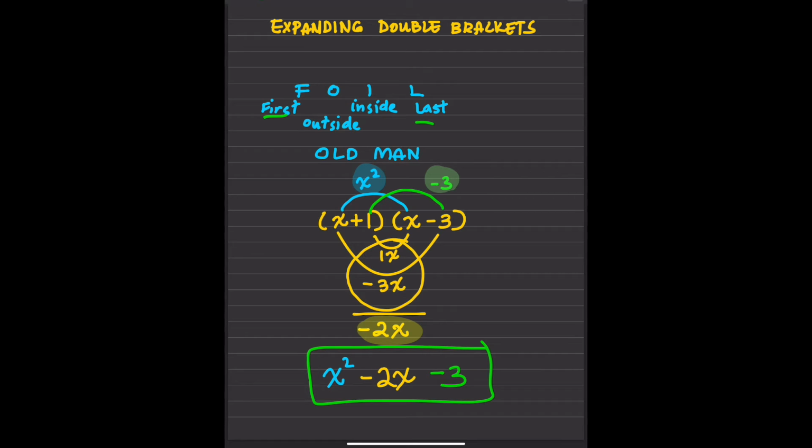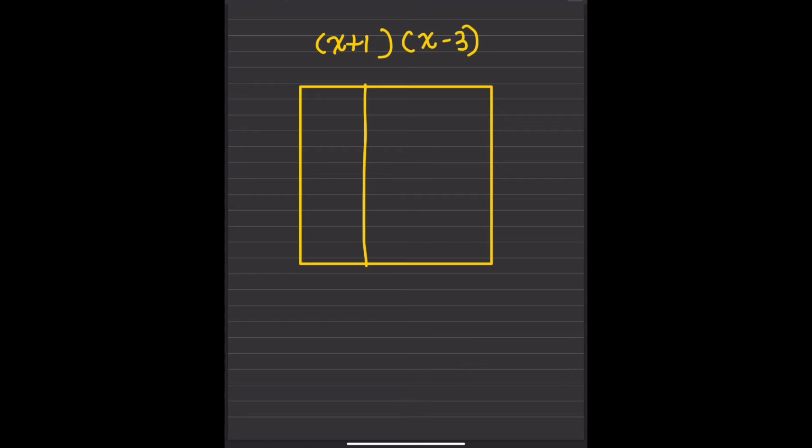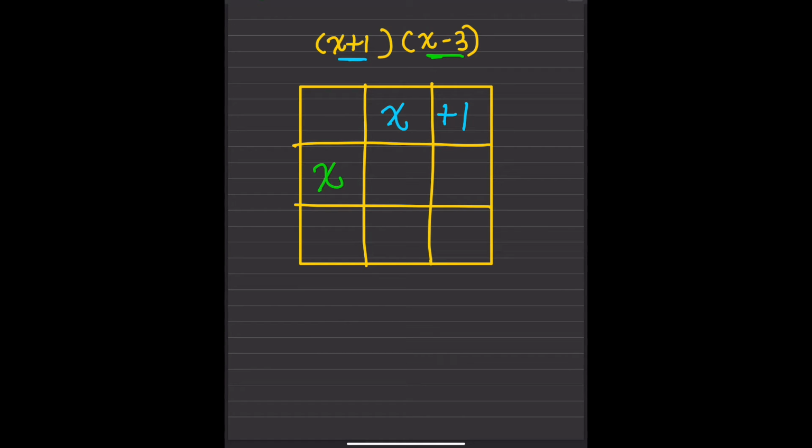So let me just add another page. So it's x plus 1, x minus 3. So the grid method just says exactly, make a grid. It's like tic-tac-toe, divided into 9 parts. So we are going to put the first bracketed terms on the top. So this is x plus 1. Always include the sign. And this one goes over here, x minus 3. Always include the sign.